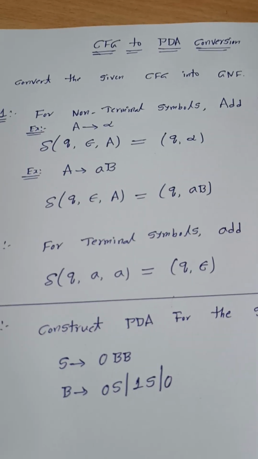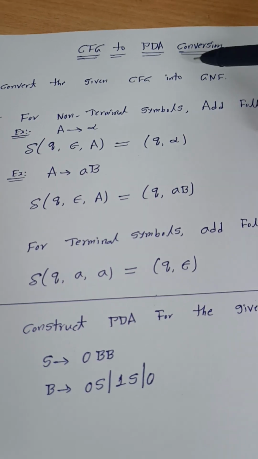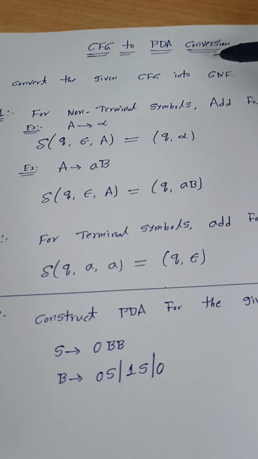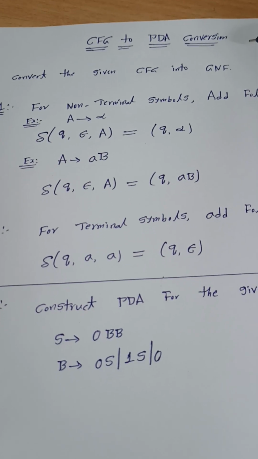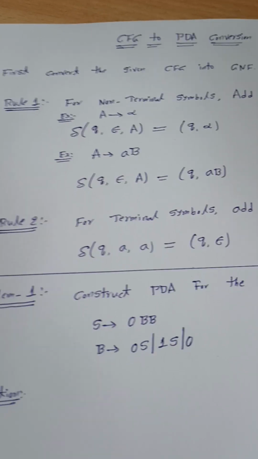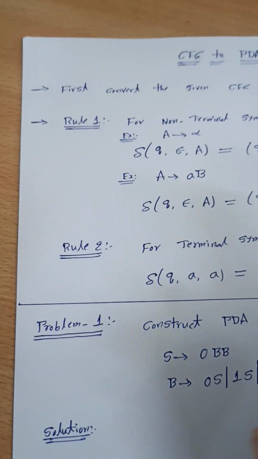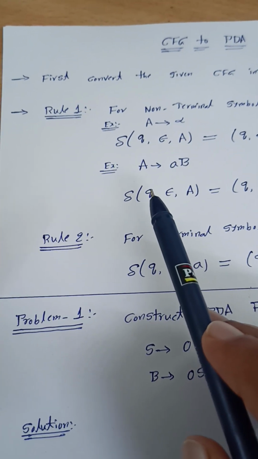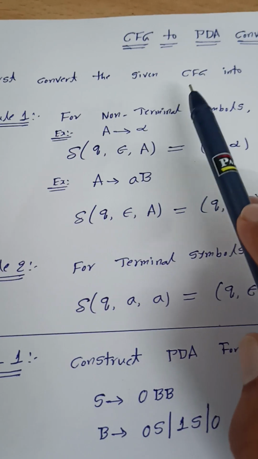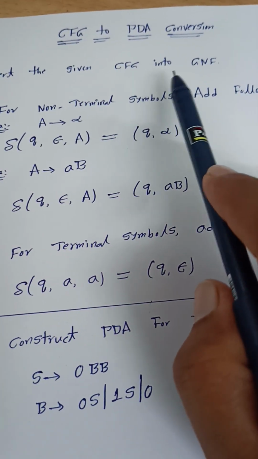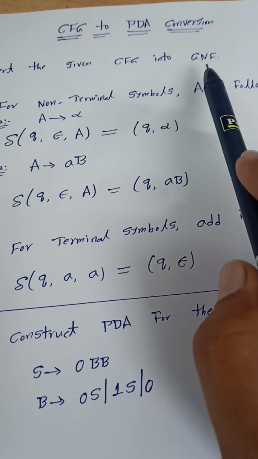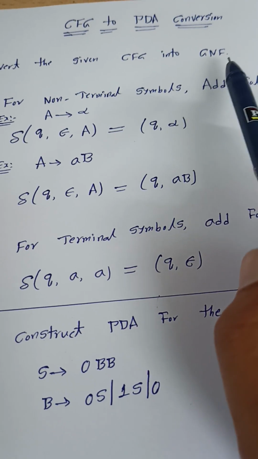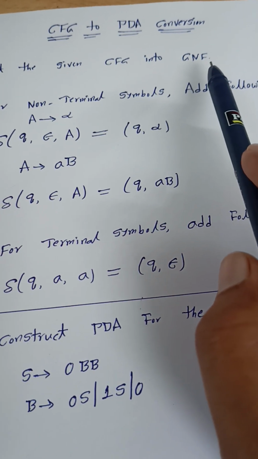Now I will explain how to convert the given context free grammar into pushdown automata. That means CFG to PDA conversion. In this process, we will follow two rules. Before we move to the rules, first we will convert the given context free grammar into GNF. Already we know how to convert the grammar into GNF, Greibach normal form.